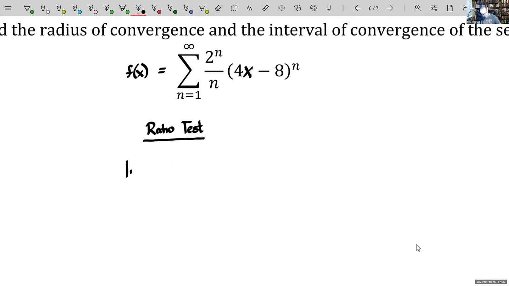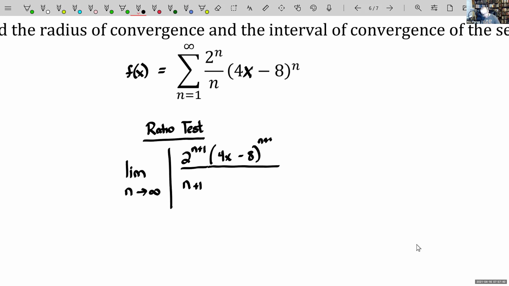And we'll take the limit as n runs off to infinity of the absolute value of the n plus first term, which is 2 to the n plus 1 over n plus 1. And I'm just going to park that parenthesis in the numerator, times 4x minus 8 to the n plus first power. And now we'll multiply that by the reciprocal. I'll use blue for the reciprocal of the original term. So that was n over 2 to the nth times 4x minus 8 raised to the nth. There we go. Very nice.